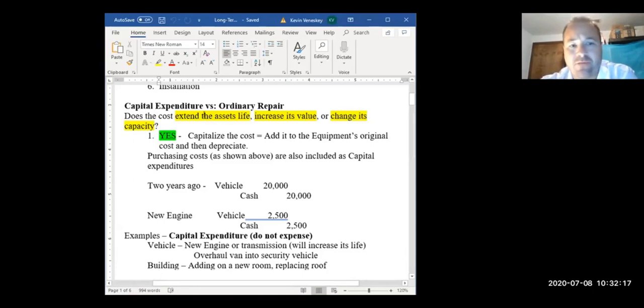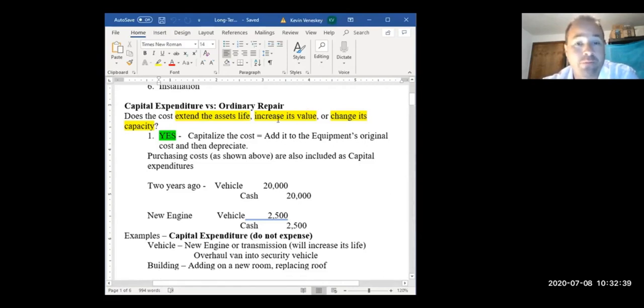Basically, if you buy something and it touches on one of these 3 things that I have highlighted, then you're most likely going to capitalize the costs. So if it makes the asset work longer, then that's something you're going to capitalize and depreciate, doing a redepreciation calculation.